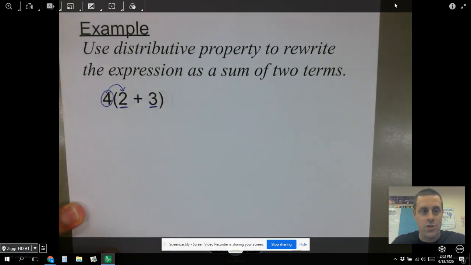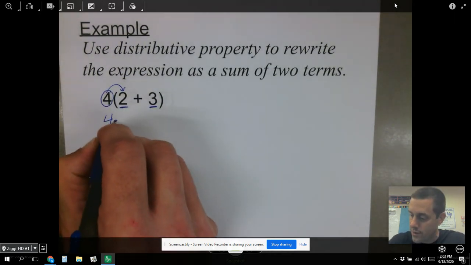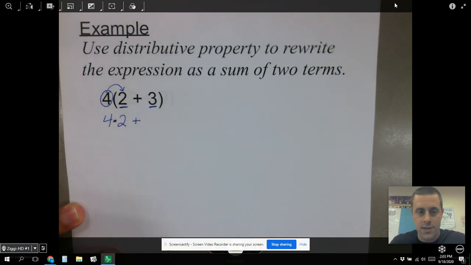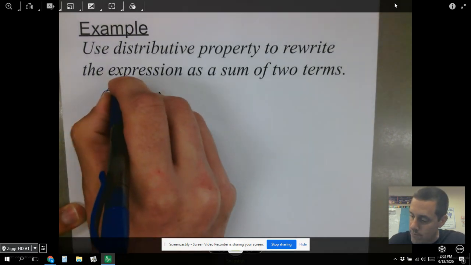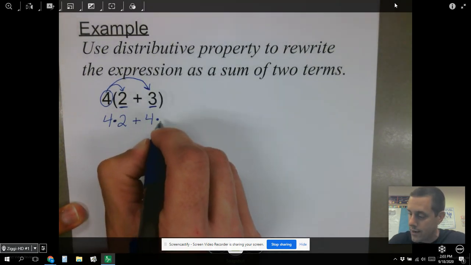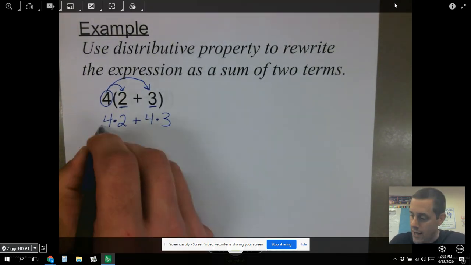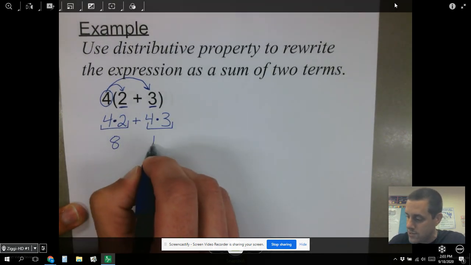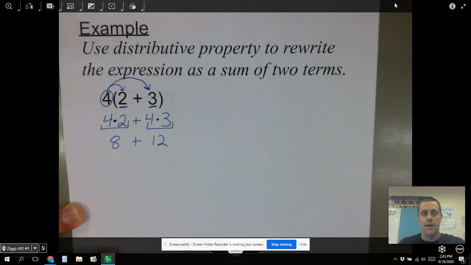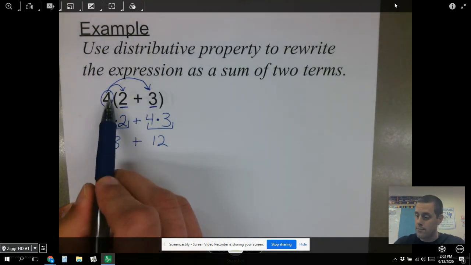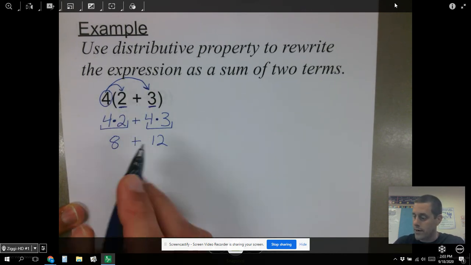So we start by distributing the 4 to the 2, which gives us 4 times 2. We bring down our operation in the parentheses, which is addition, and now we're going to distribute our 4 to the other term 3 to get 4 times 3. Now we can go ahead and do our multiplication. 4 times 2 is 8, and 4 times 3 is 12, and we bring down our plus sign. So by distributing the coefficient 4 to both terms, we get 4 times 2, which is 8, 4 times 3, which is 12, and we bring down our plus sign.